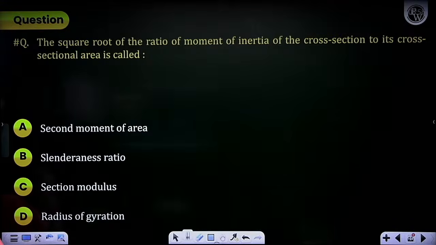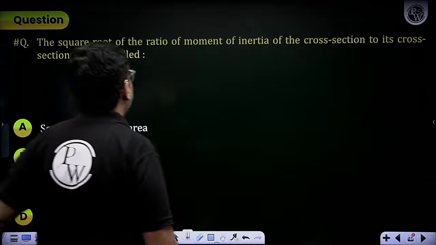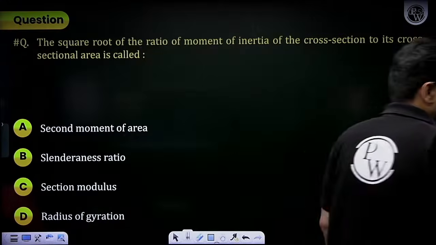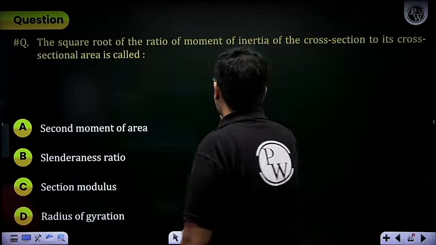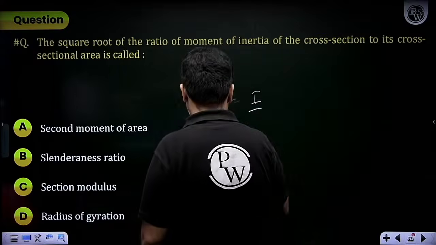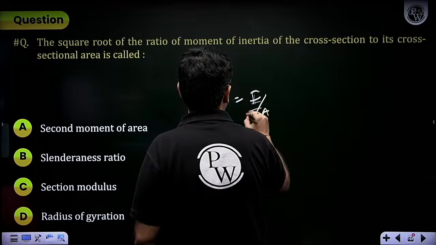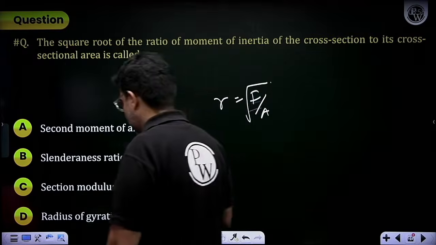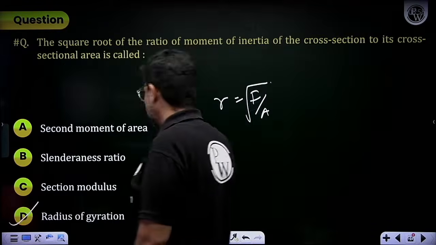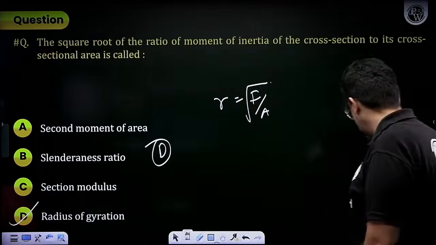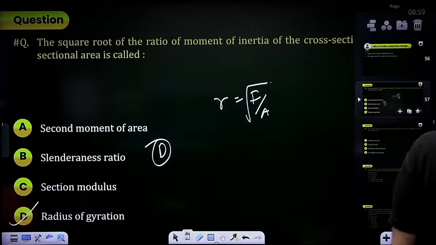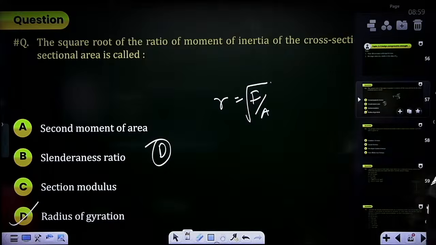Let's start. The square root of the moment of inertia divided by area is my radius of gyration. This is how radius of gyration is defined. That answer would be D here. D is the correct answer. If you are giving D as the answer, it is very correct. Let's see the next question.